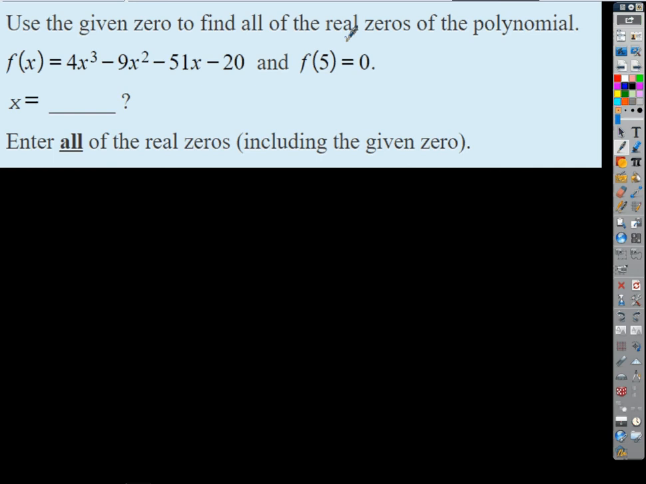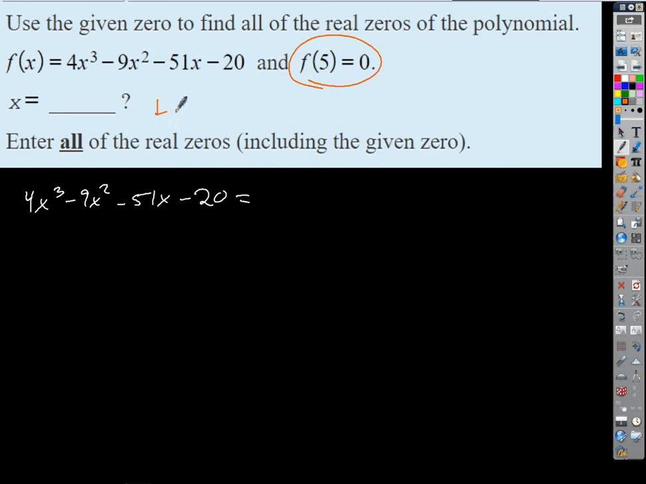So what do we do? Well, if this is one of the zeros, then we could take this function, f of x, which is 4x cubed minus 9x squared minus 51x minus 20, and it's got to equal a product of some factors. Well, one of the factors is going to come from that information. If 5 is a 0 of the function, that means if I plug in 5, I'm getting back 0 for an answer. Remember that if you have a 0 of the function, that always goes with a factor, right?